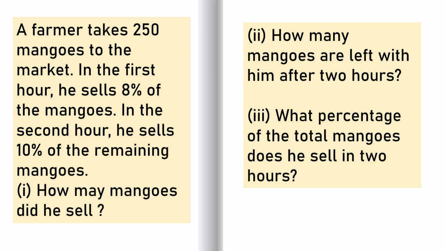The first step is to understand the question properly. We should break it down and solve one part at a time. Now, let's begin by answering the first question: how many mangoes did the farmer sell in 2 hours?